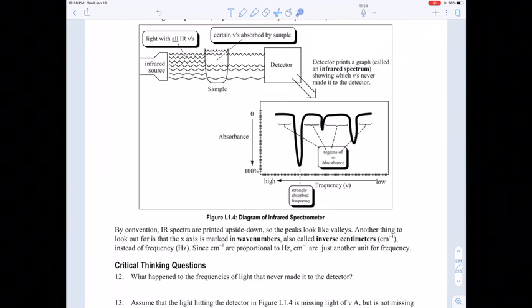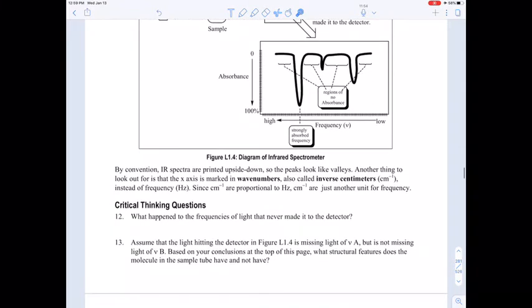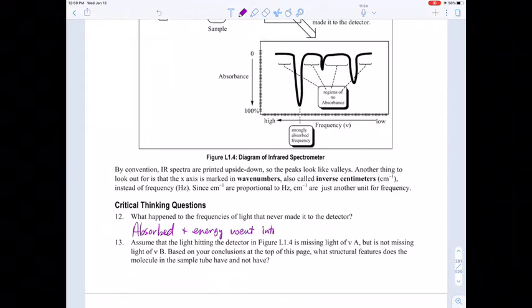Where we see a peak, or actually a valley, tells us that this particular frequency of infrared light was absorbed by the molecule as the infrared light passed through it. What happened to the frequencies of light that never made it to the detector? And it's the same as before. They were absorbed, and their energy went into exciting the molecular motions.